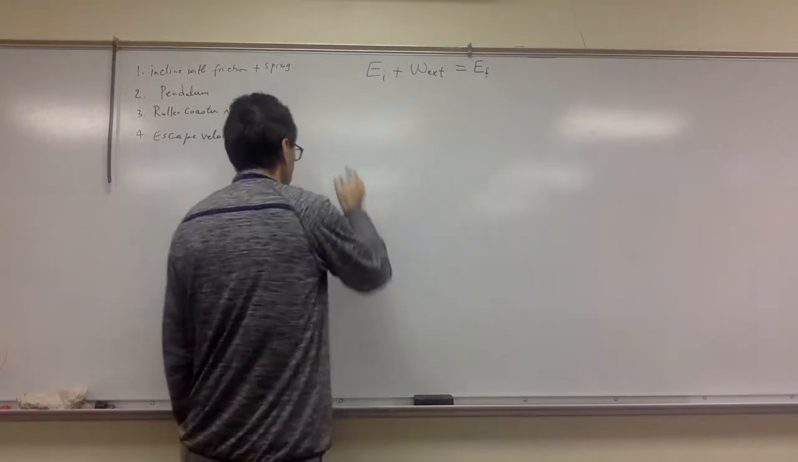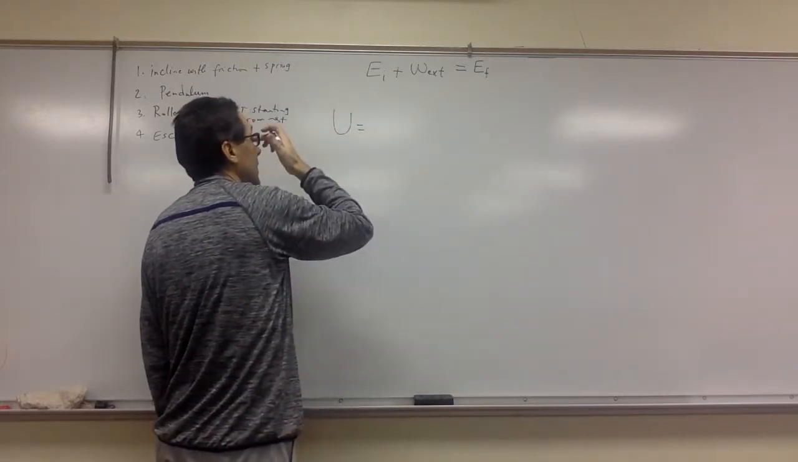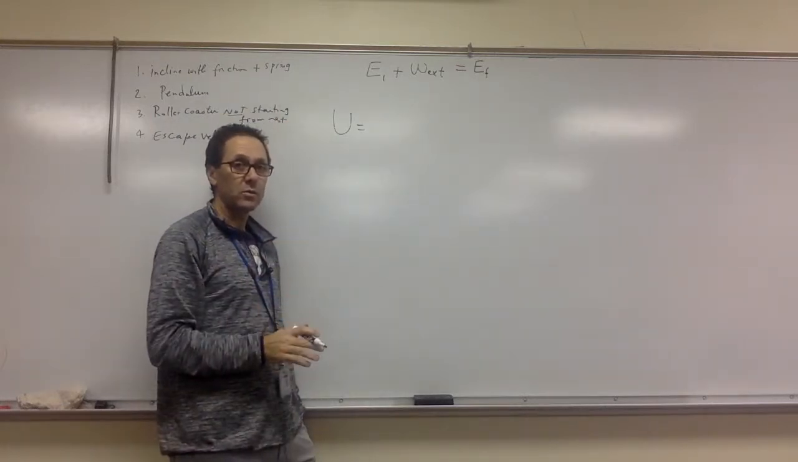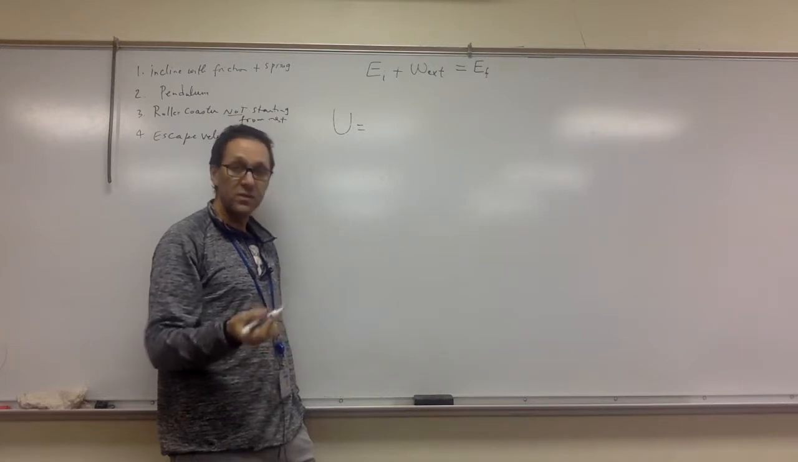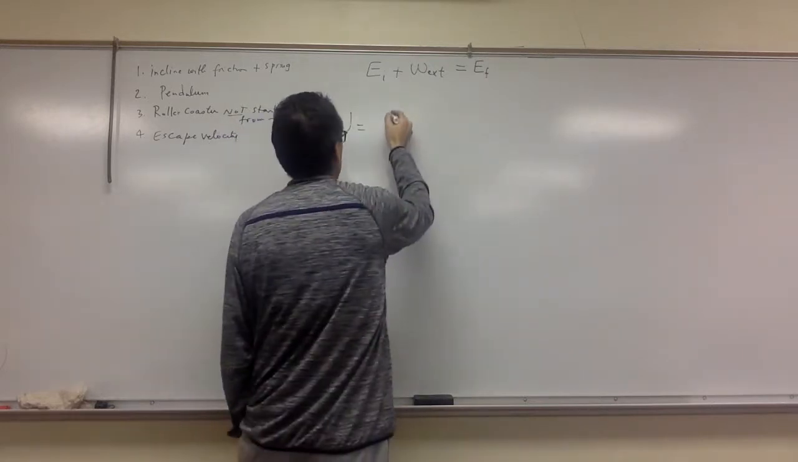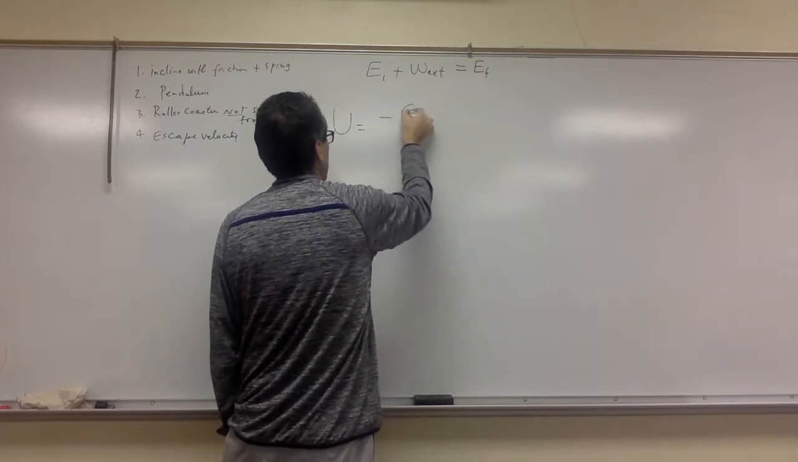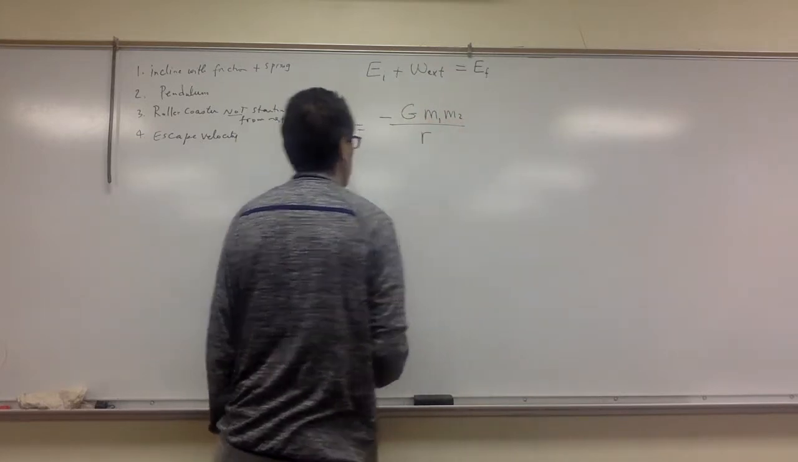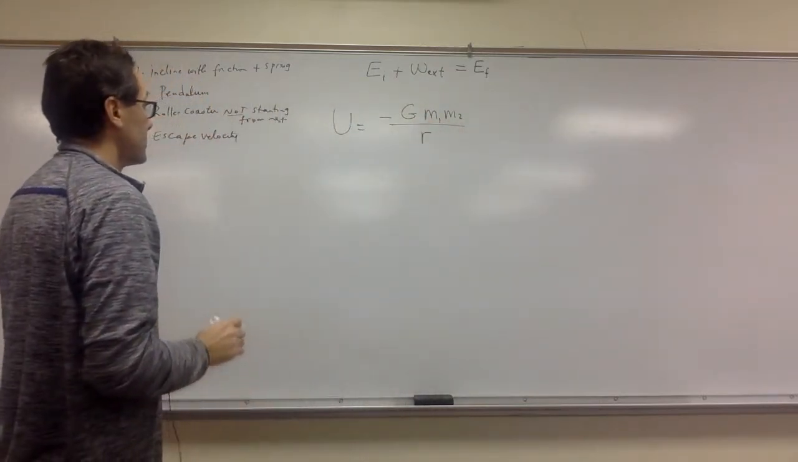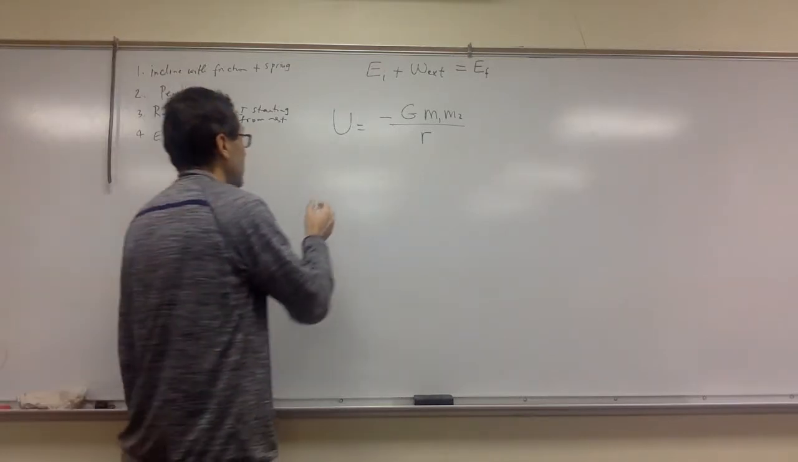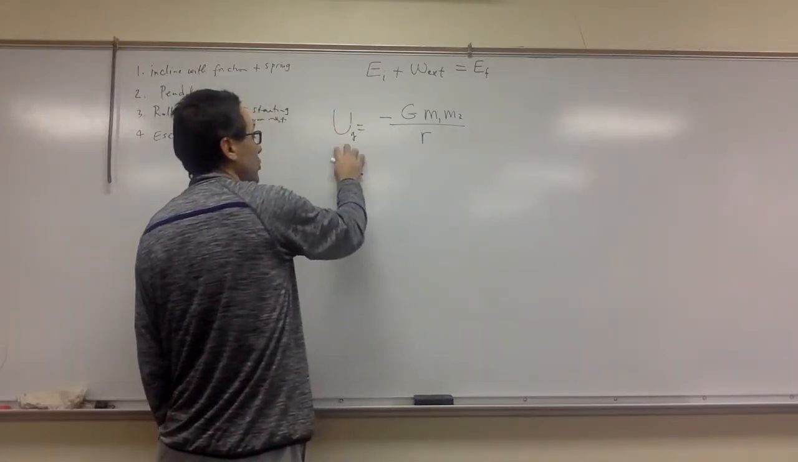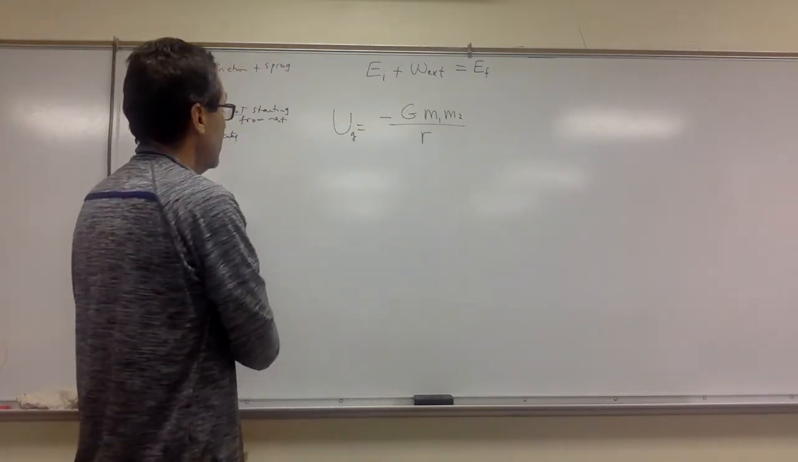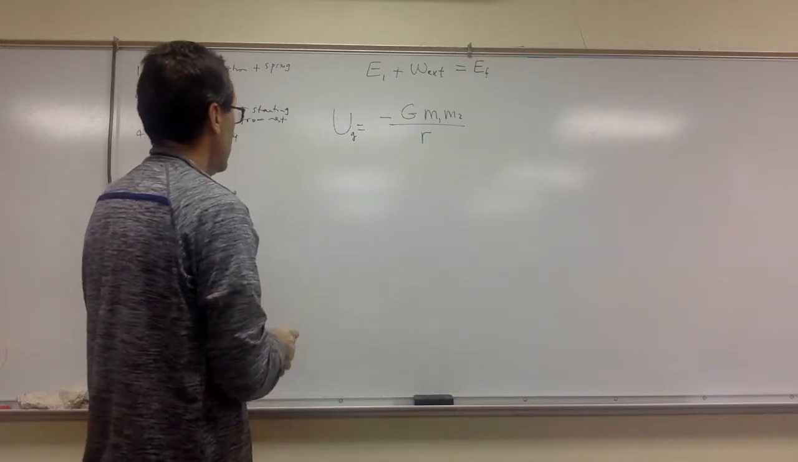Now I'm going to give you a formula, okay? But I won't be able to prove it to you until you take calculus. There's something called integrals, or if you do physics C, you'll see how it works. So negative G, the mass of the two objects, divided by the distance between them. Now, this is gravitational potential energy. This is true when the acceleration of gravity is no longer constant, because it changes following the inverse square law.